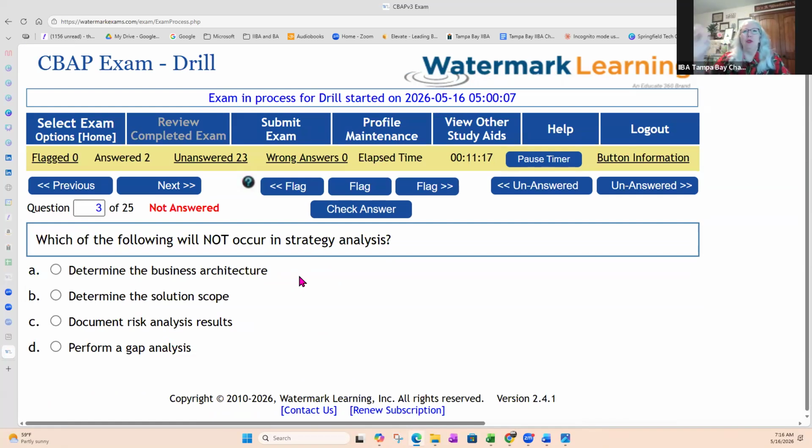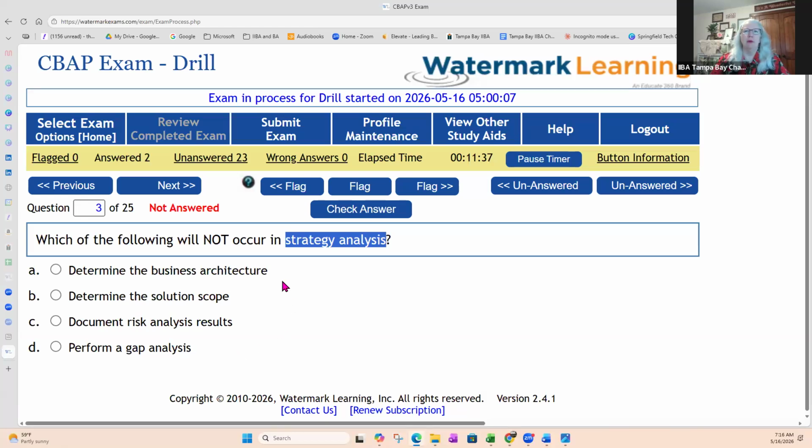Which of the following will not occur in strategy analysis? So in this entire knowledge area, which one will not occur? Three will, one will not. Determine the business architecture. Determine the solution scope. Document risk analysis results and perform a gap analysis.